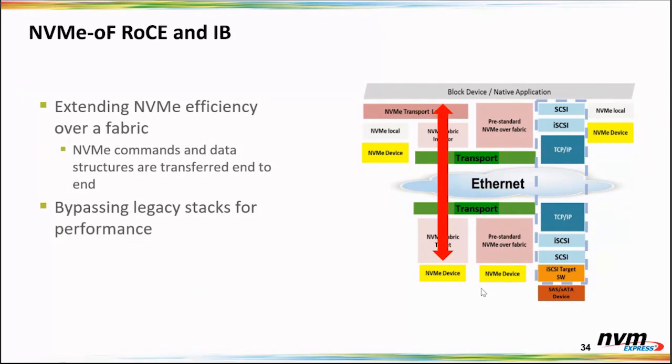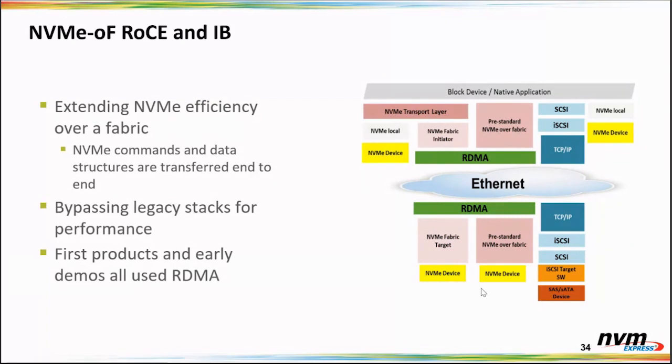All the first NVMe over Fabrics products and demos were done with RDMA, since it was the first transport binding spec that came out, and it's still to this day where you get the highest performance.